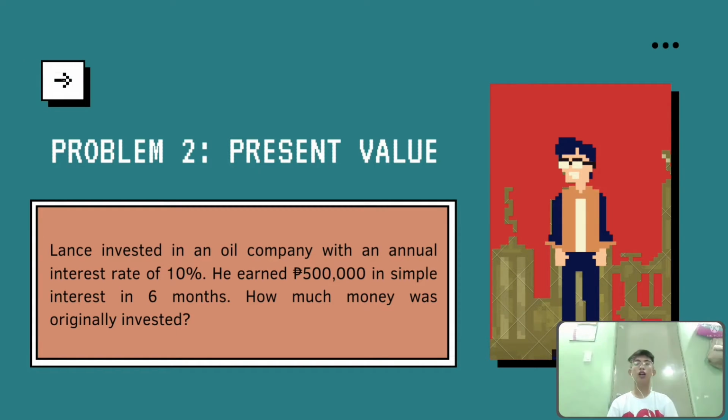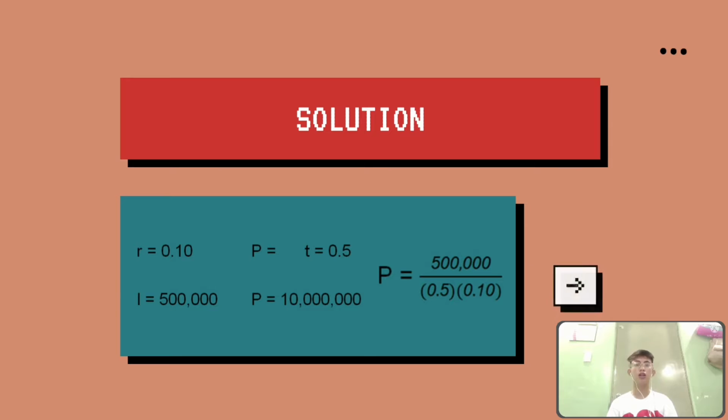Lance invested in an oil company with an annual interest rate of 10%. He earned 500,000 pesos in simple interest in 6 months. How much money was originally invested? First, let us list down the given information. Our rate is 10%, and because we need to change it into decimal, we will have 0.10. Our term is 0.5 since 6 months are equivalent to half a year. Lastly, our interest is 500,000.